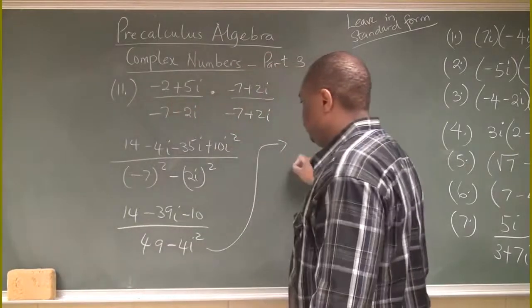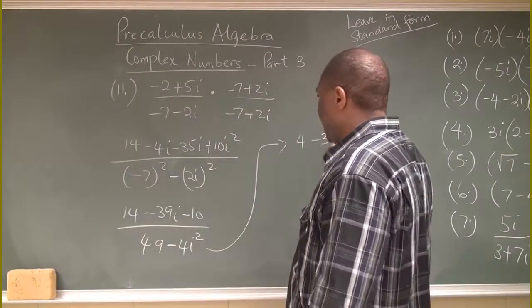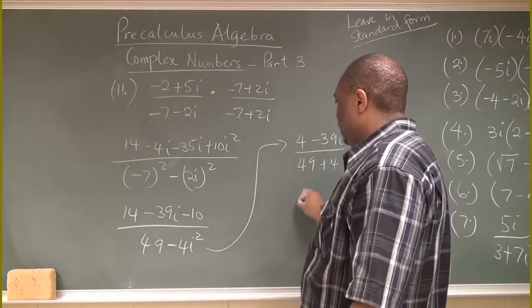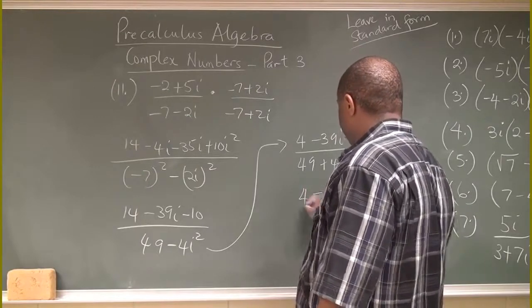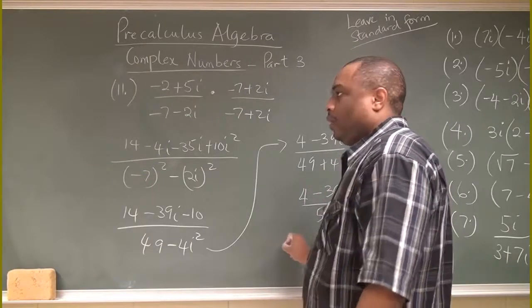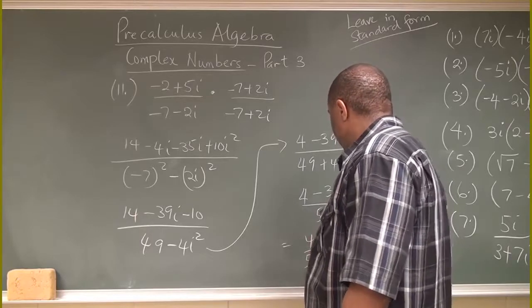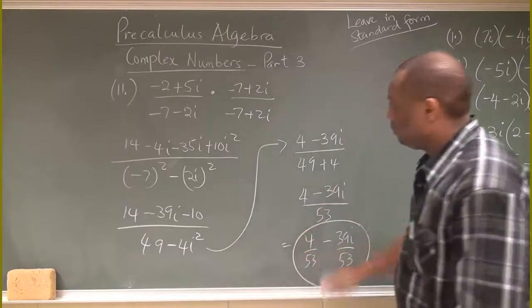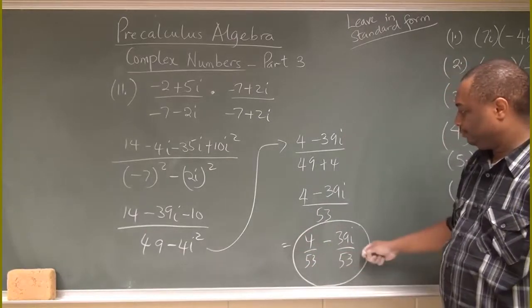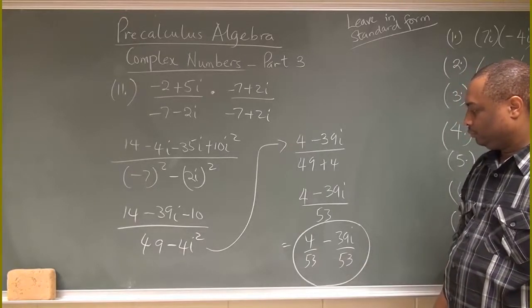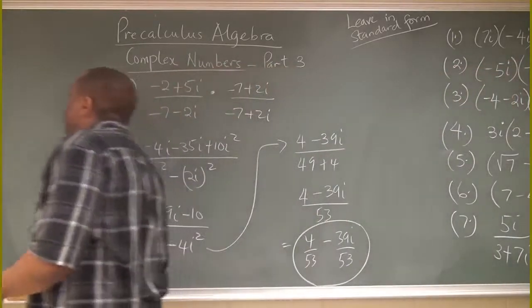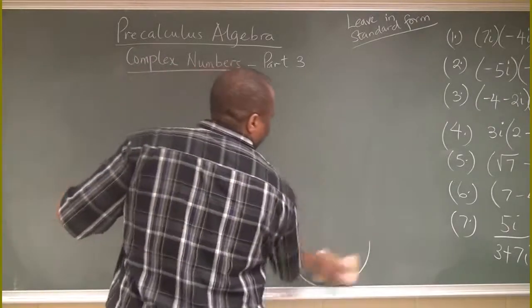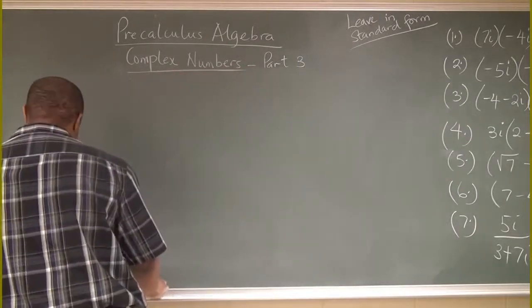And that will give us what? 14 minus 10 is 4. 4 minus 39i all over 49 plus 4, which is now 4 minus 39i all over 53, which will give us 4 over 53 minus 39i over 53. And that becomes the answer. We have about 2 more to go, and the last 2 are pretty easy.